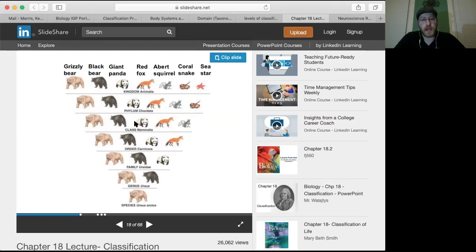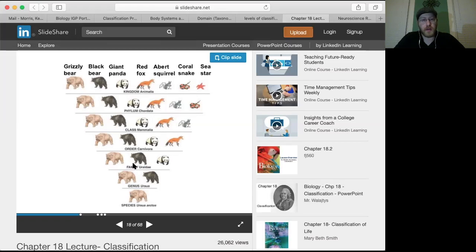Then go down to class. Class is Mammalia, which is mammals. Out of all of these, all are mammals except for the snake. The snake is a reptile, so it goes further down, and so on and so forth. All of these are mammals, but then you drop down. The order here is Carnivora, which is carnivores. In other words, they are meat eaters. Squirrels are not meat eaters, so they're not part of the same order here.